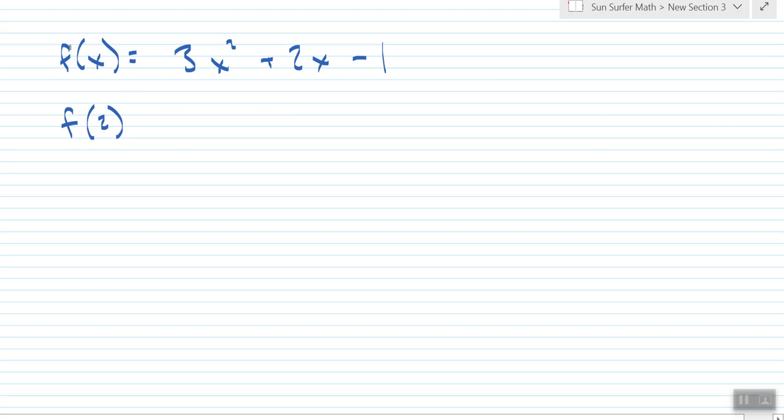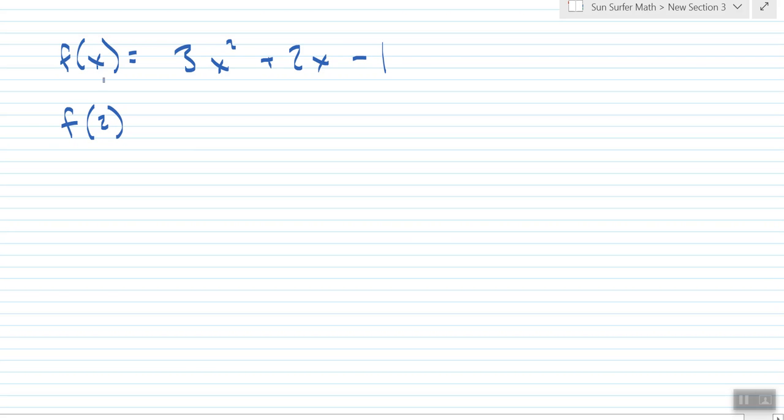Now, this is a function f. The f tells us the name of the function. 3x squared plus 2x minus 1 is the rule of the function, and x is the independent variable. The rule of the function tells us what we're going to be doing to the independent variable. For instance, we're going to square it, multiply it by 3, multiply it by 2, add those together, subtract 1. So the name of the function is f, the independent variable is x, and this is the rule.